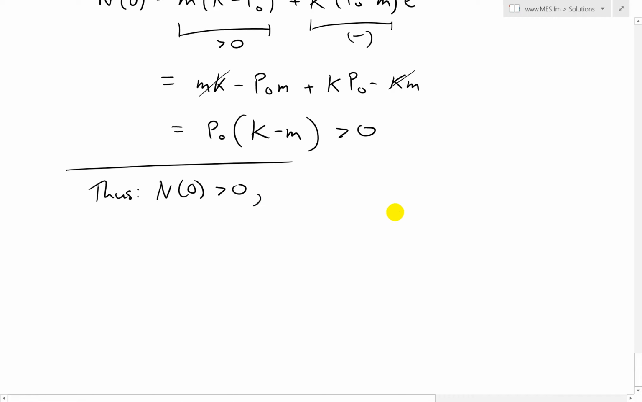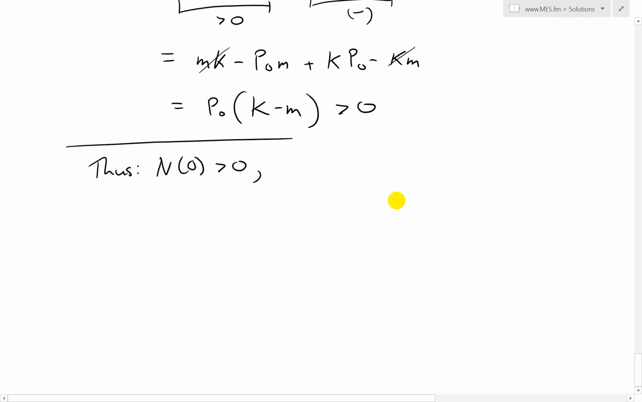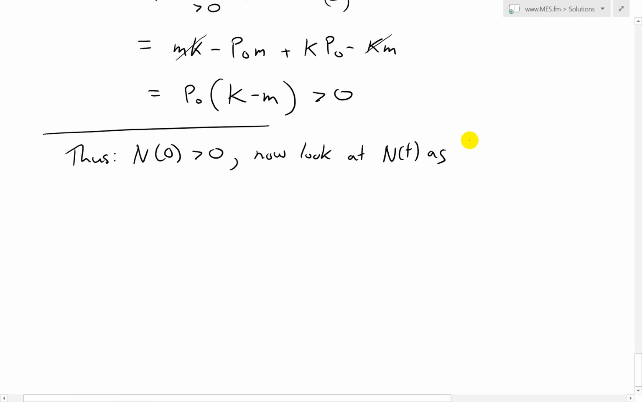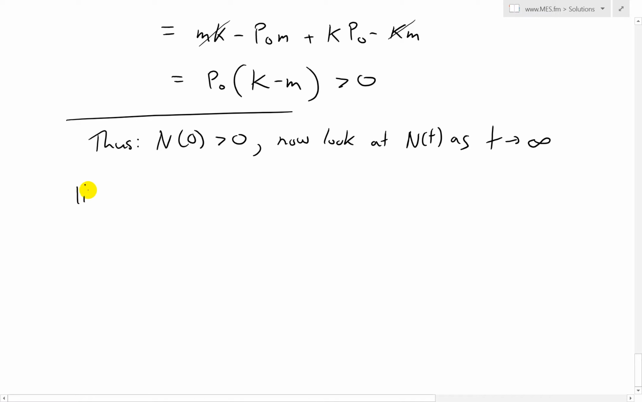And now we need to look at what happens to n of t as time approaches infinity, because all we need to do is find a value that is equal to 0. But what we could do is just find, as time goes to infinity, what happens to n of t. If this goes to negative infinity, that means this has to cross because it's continuous. So I'll explain that further.